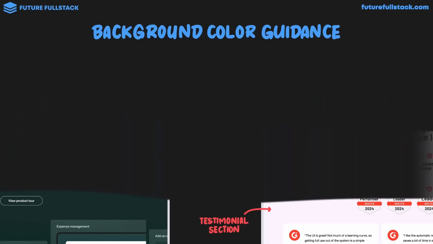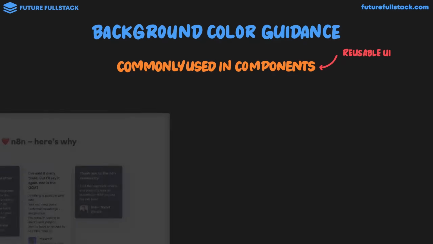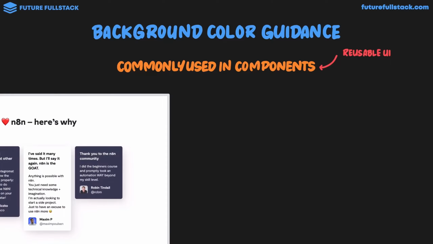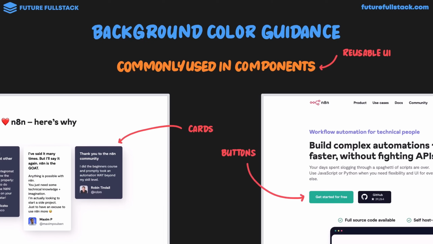Background color is also commonly used in components. And if you remember, a component is a piece of reusable UI. That is, a piece of user interface that will appear in multiple places throughout the web application. For example, on this page, we have this component called a card, which has this grayish background color. And on the same application, we have buttons like this, where a turquoise-ish background color has been applied to this button.